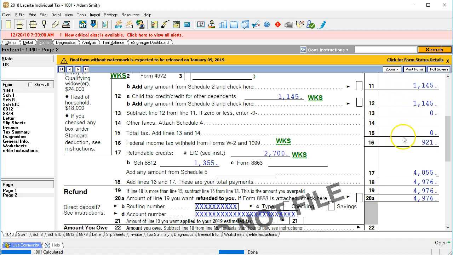Then we had a withholding from our W-2, which is all going to come back to us now because we're not even owing any taxes. So we're going to get all the 921 back, plus we're going to get credits above and beyond what we paid in of the 4,055 for a total refund at this time, 4,976.